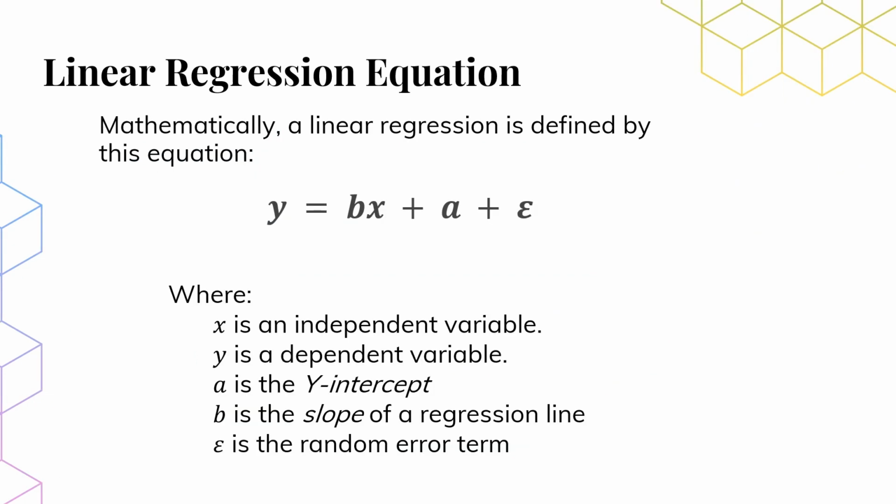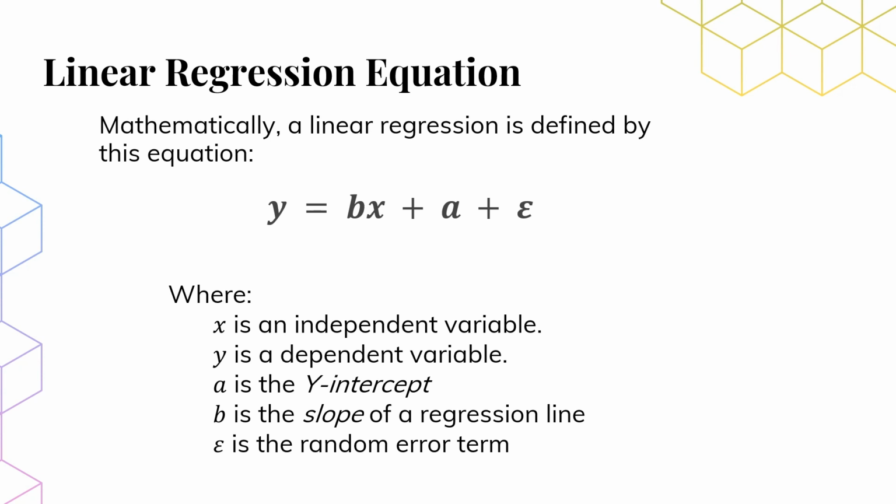Mathematically, a linear regression is defined by the equation y equals bx plus a plus epsilon, where x is the independent variable, y is the dependent variable, a represents the y-intercept, b is the slope of the regression line, and epsilon is the random error term. As we recall, a or the y-intercept is the expected mean value of y when all variables of x are equal to 0. On a regression graph, it's the point where the line crosses the y-axis.